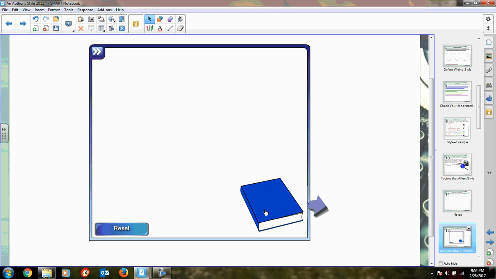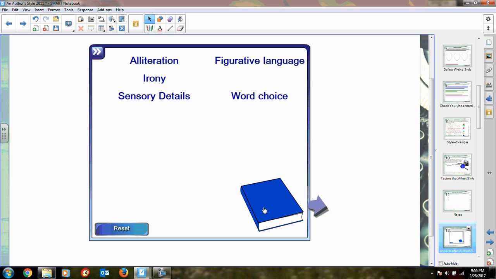So the first one is alliteration. Remember, alliteration is like she sells seashells by the seashore. Figurative language: similes, metaphors, personification, and hyperbole. Irony, the opposite of what you expect to have happen. The use of situational, dramatic, and verbal irony. Okay, sensory details. What I want you to do in your notes is to simply put the word imagery behind that, because sensory details is the ability for an author to tell us what we see, smell, taste, touch, and hear.